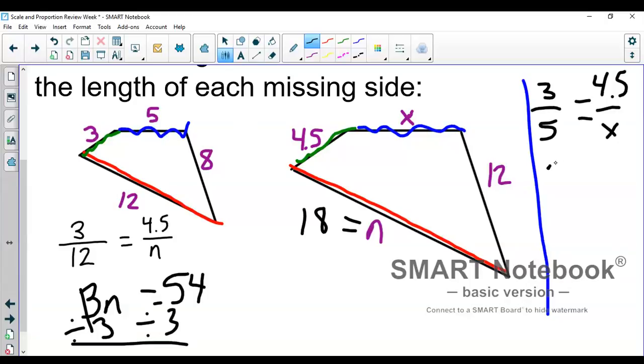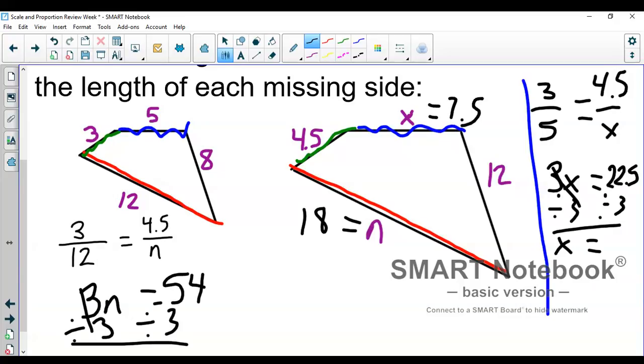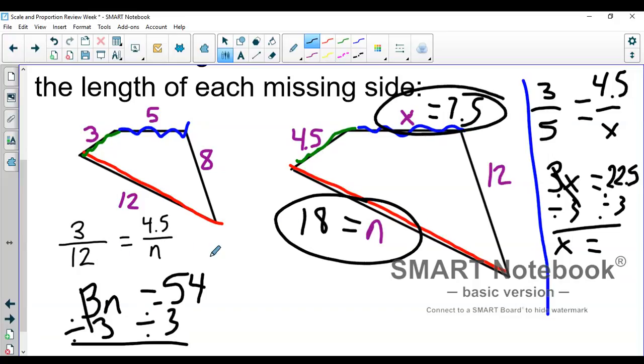So again, I'll cross multiply. 3 times x is 3x. 5 times 4.5 gives me 22.5. I'll divide each side by 3, and I'll find out that x is 7.5. And there are a variety of different ratios you could have used, but no matter what, if you did it correctly, you would have found that n, this side, is worth 18, and x, that side length, is 7.5.